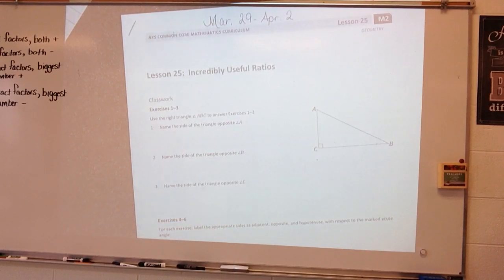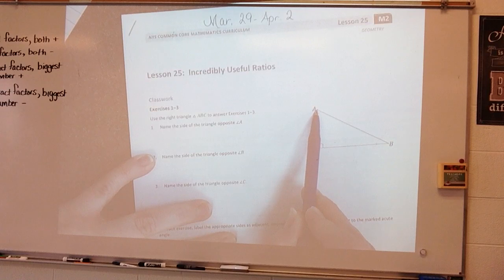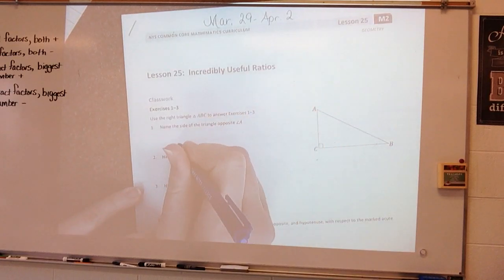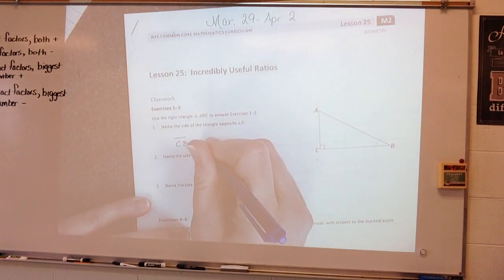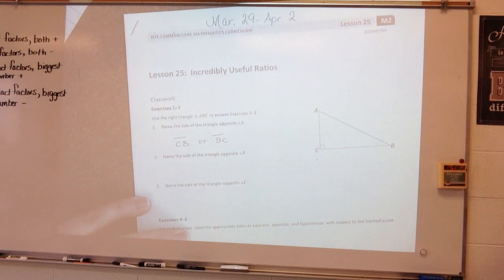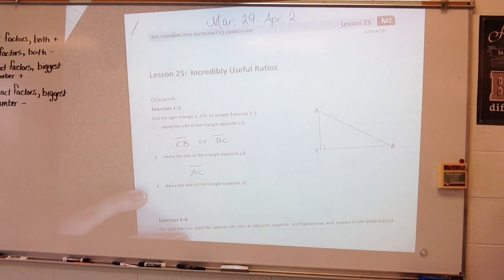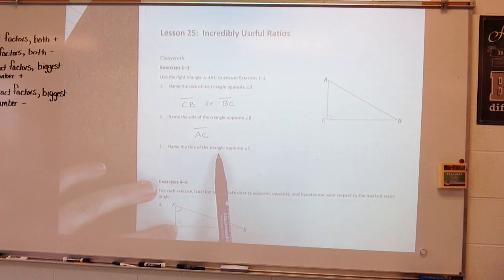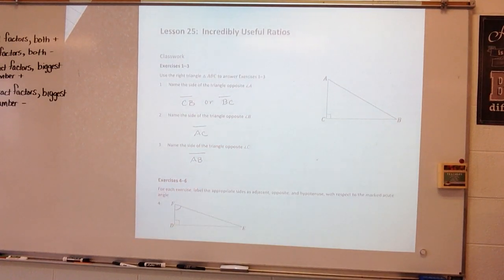It says, use the right triangle ABC to answer questions 1 through 3. Name the side of the triangle opposite of angle A. So the side opposite angle A would be side CB, or side BC, however you want to name it. Name the side opposite the angle B. That would be side AC. Name the side of the triangle opposite angle C. That would be side AB.